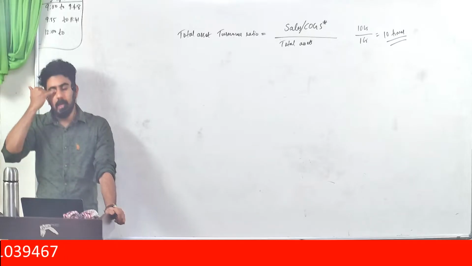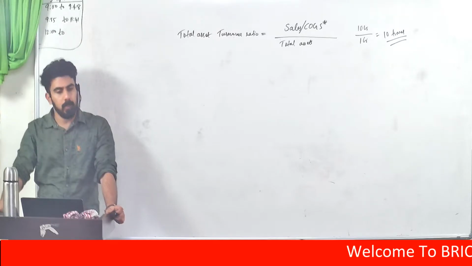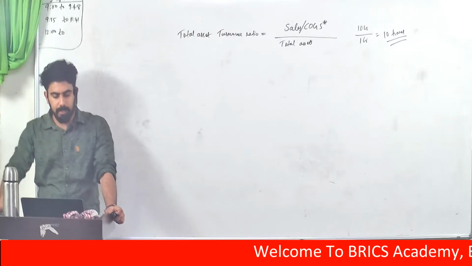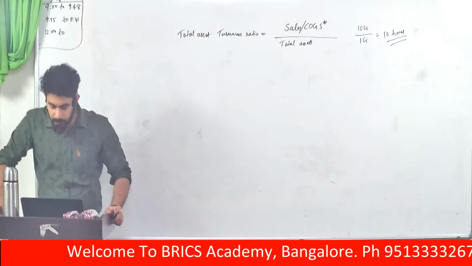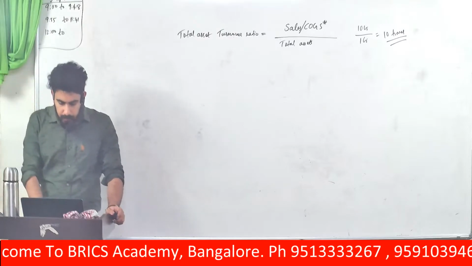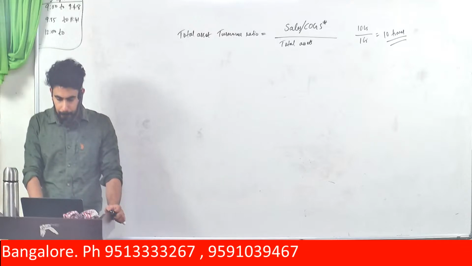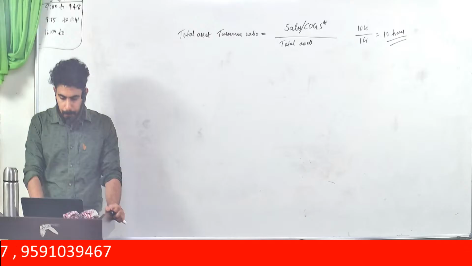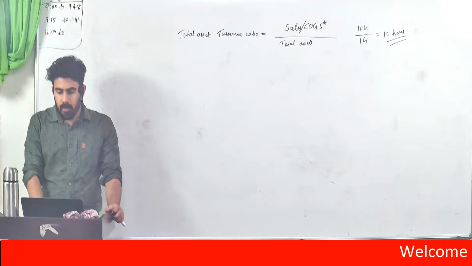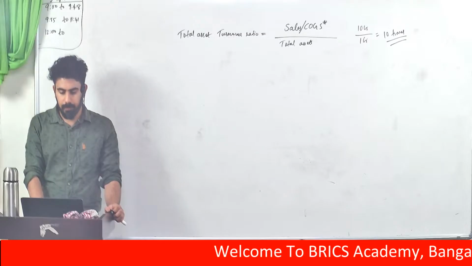So average inventory, how can you find out? Opening plus closing divided by 2. Please write that also. Average inventory is equal to opening inventory plus closing inventory divided by 2. Okay, average inventory is equal to opening stock plus closing stock divided by 2. So inventory turnover ratio is sales or COGS divided by average inventory.